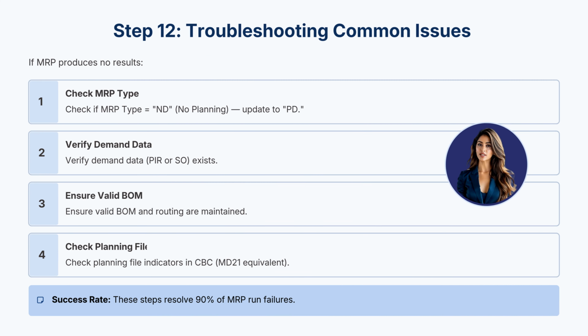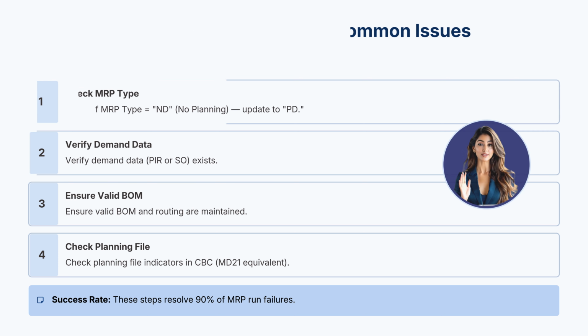Step 12. Troubleshooting common issues. If MRP didn't generate results, verify these checks. Ensure MRP type in Material Master is PD. Verify active demand data such as PIR or SO. Check valid BOM and routing exist. Confirm planning file indicator is active in CBC. Correcting these ensures successful planning runs next time.